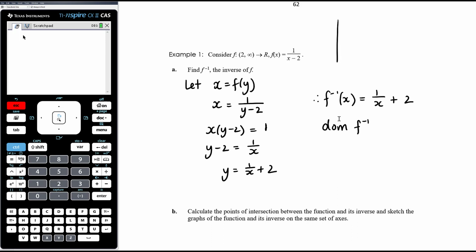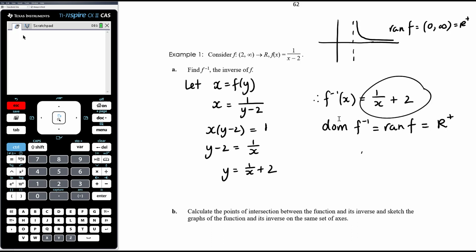It's a hyperbola translated to the right by 2, but we're only looking at it where the domain is from 2 to infinity, so we're only looking at that part there. So we know that the range of f is actually just from 0 to infinity, or we can call that R plus. And so that is equal to the domain of the inverse, which is just going to be R plus. So when we look at this hyperbola, which is the hyperbola translated up by 2, we're not going to have both parts. We're only going to have the part where the domain is R plus. We're not going to have this part down over here.